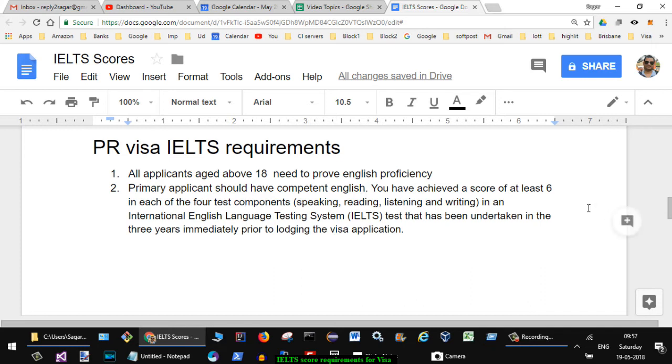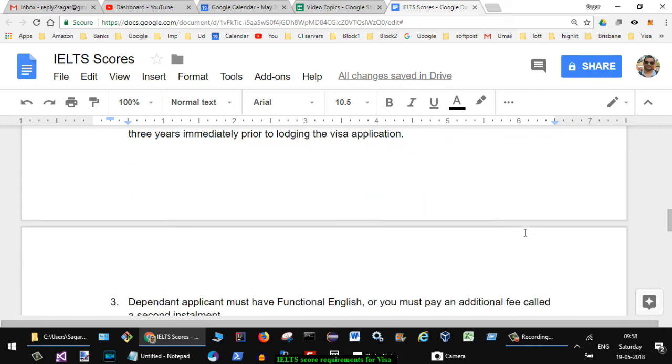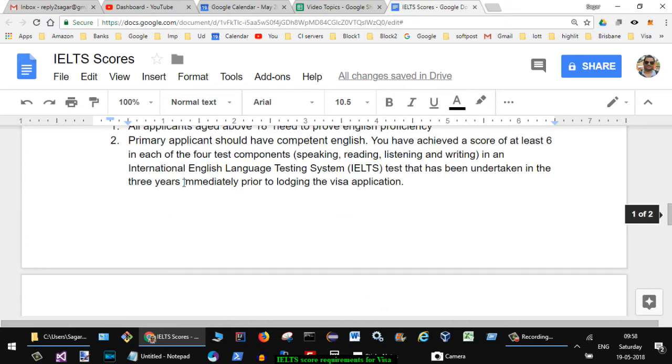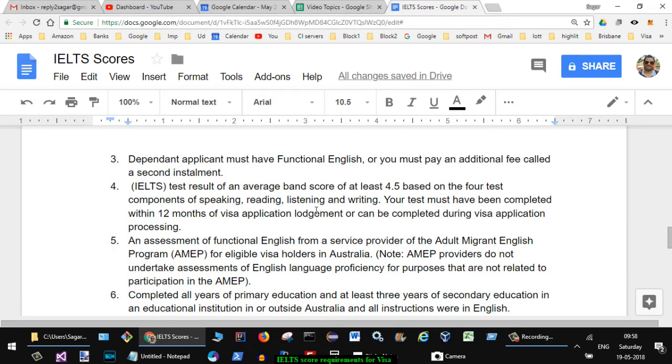You should have at least 6 in each of the 4 test components. So a band score of 6 is required in each of the components of the IELTS exam. And the test should have been completed within 3 years immediately prior to lodging the visa application. Then a dependent applicant must have functional English. Functional English means they need an average score of 4.5 in IELTS.